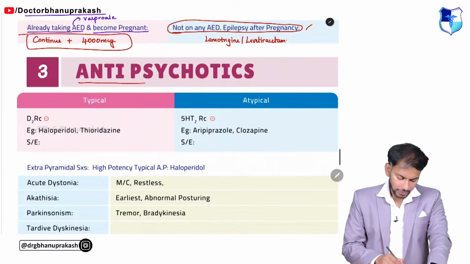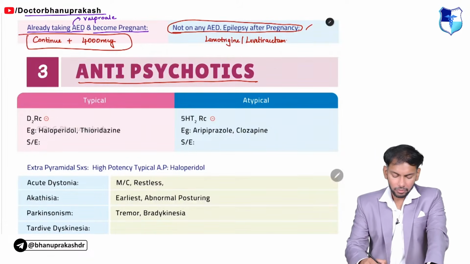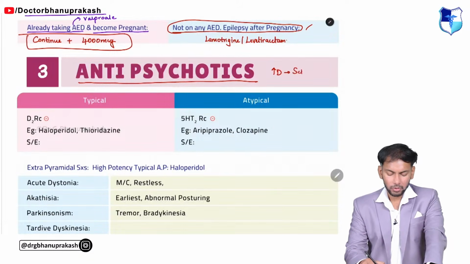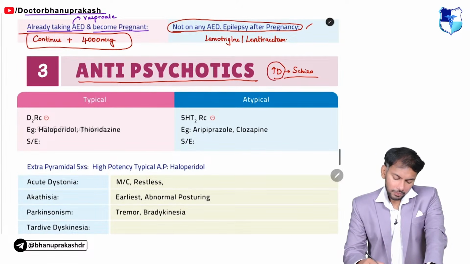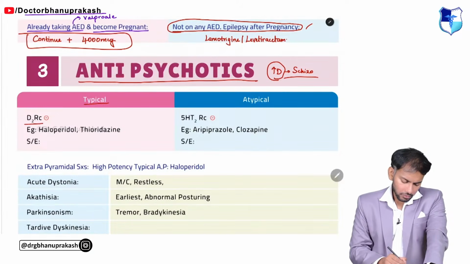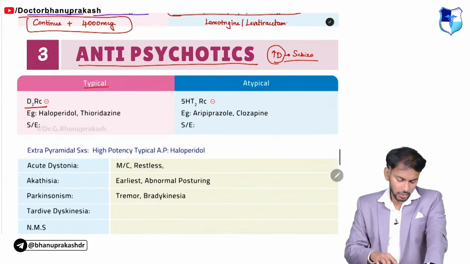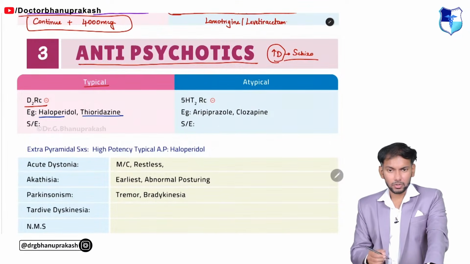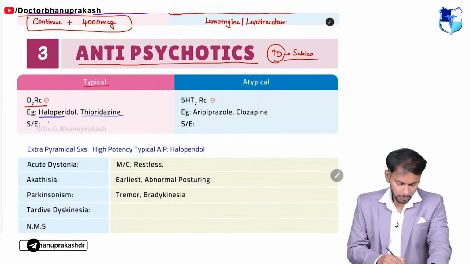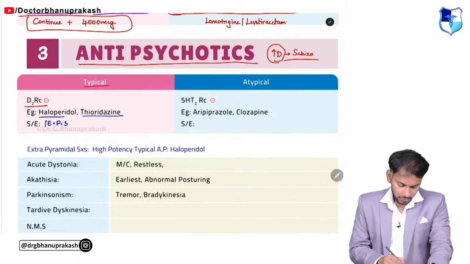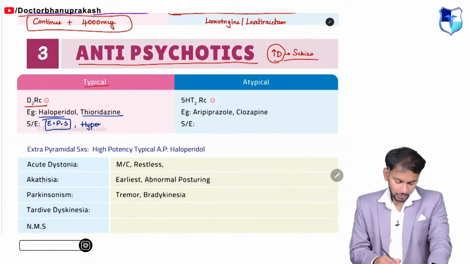Now, coming to the antipsychotics. Antipsychotics are used in schizophrenia. Why does schizophrenia happen? Schizophrenia happens because there is increased dopamine. Increased dopamine will cause schizophrenia. So, what is the treatment of schizophrenia? You will decrease the dopamine. Typical antipsychotics decrease the dopamine by blocking the D2 receptors. These are D2 receptor blockers. Examples are haloperidol and thioridazine. What will be the side effects because of this? When you block the D2 receptor, it will cause extrapyramidal symptoms and hyperprolactinemia.